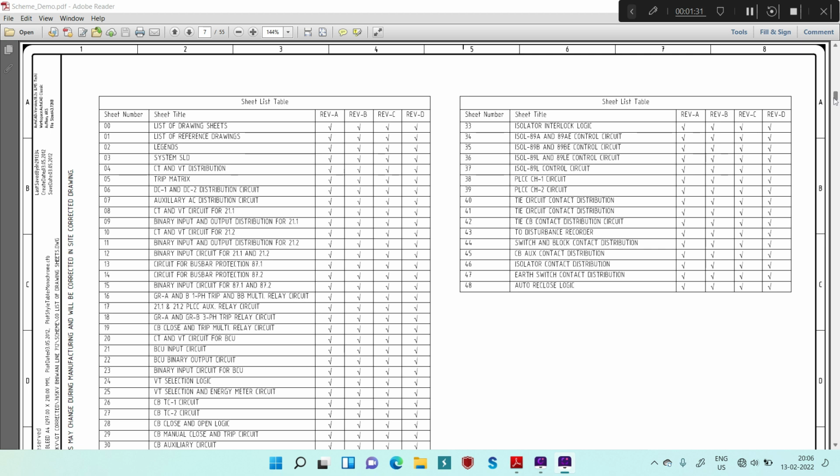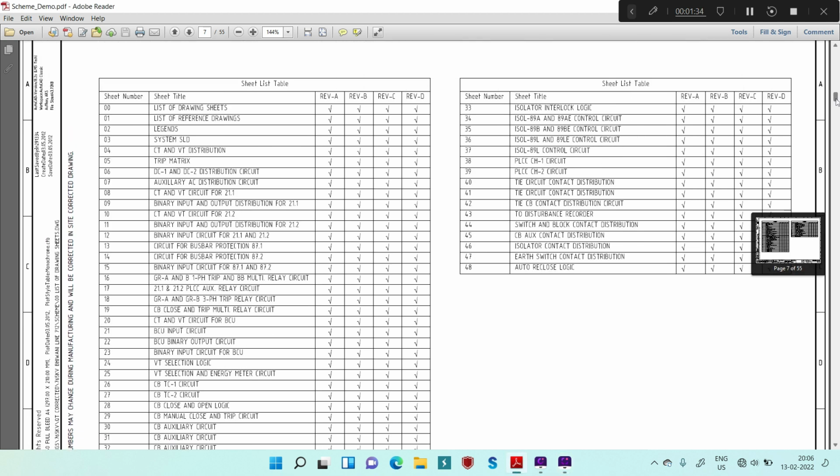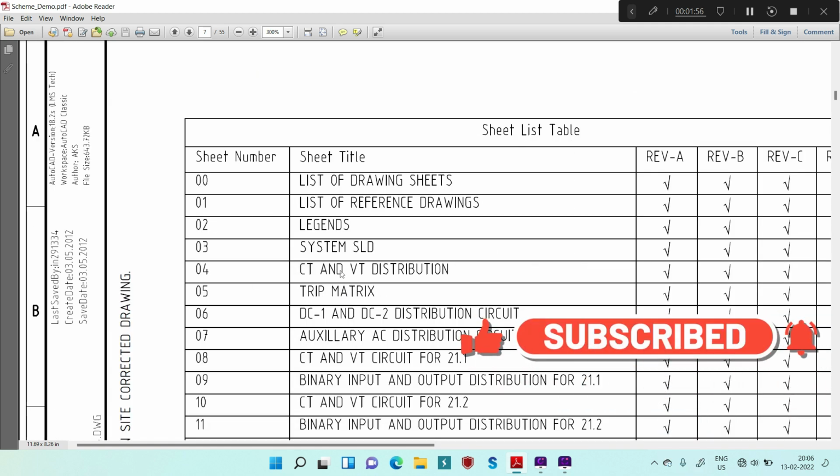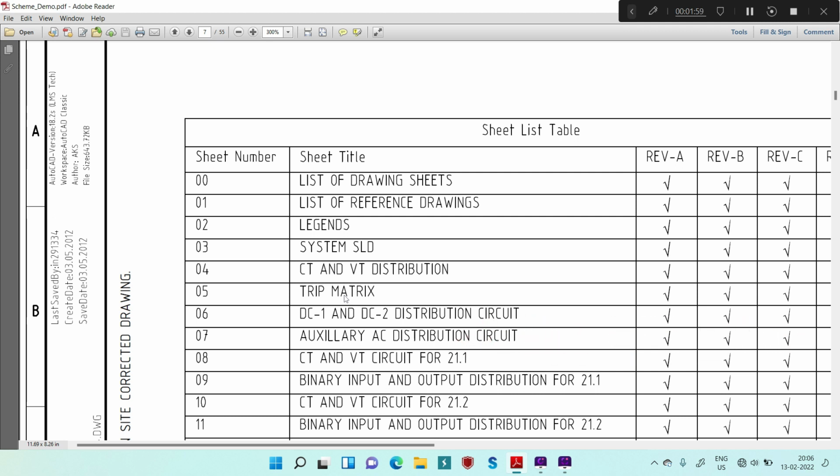As you can see on your screen, I have already opened one of the scheme drawings, and this is the index page. If you refer to this index page, you can see there are some page numbers written in the first column. This is basically the sheet number or page number. Then the sheet title or page title is written here on the right hand side. This is the page number, and this is the title of the particular page. Then these are the revisions of the drawing, which are not very important for this session on reading the electrical scheme drawing.